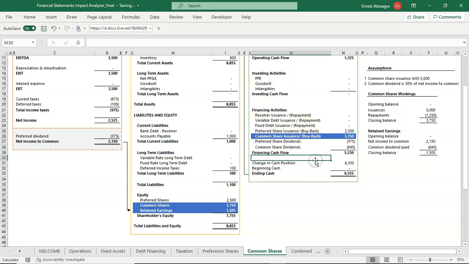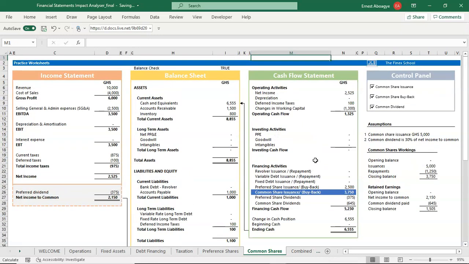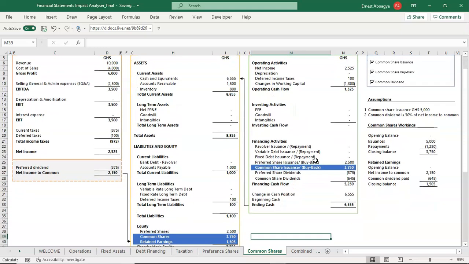The same principle applies to interest, to preferred shares, and to common shares. Once it is issued, you get money; you buy back, you lose some cash; and when you pay dividends on it, you also lose some cash. That's why the dividend payments are all shown here as a financing activity.